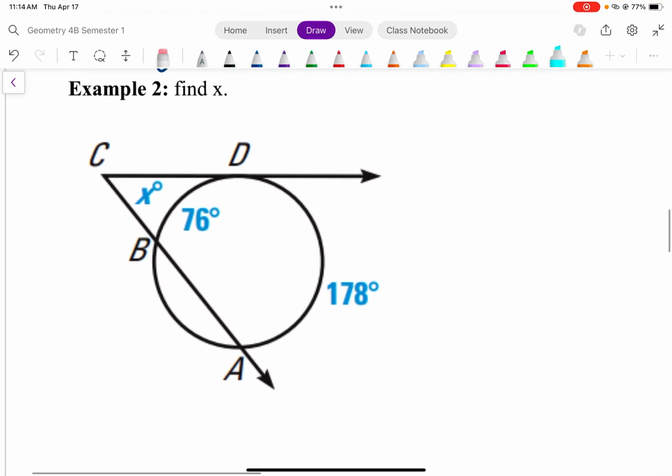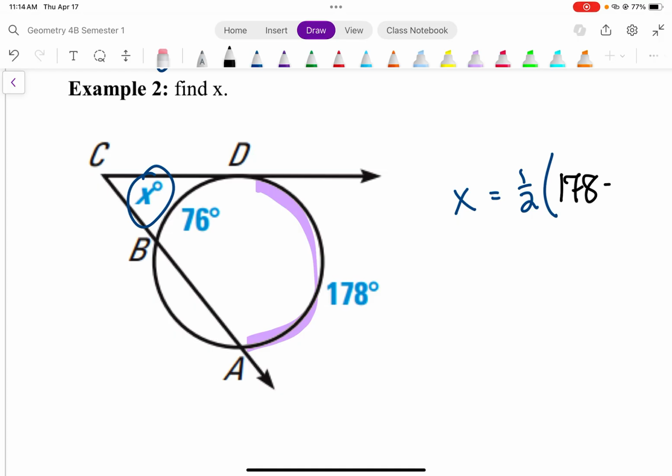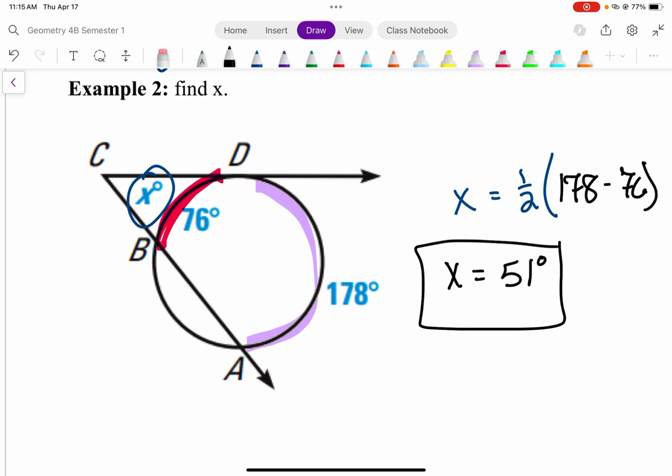So if we go to example 2, this one we have an angle outside the circle. So we have our angle equal to 1/2 times, and then we will take the larger arc, 178, minus our smaller arc, 76. Once we have that, you can type the whole thing into your calculator because X is already by itself. And when you do that, you should get the answer of 51 degrees for your angle.